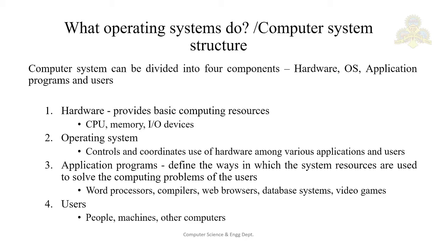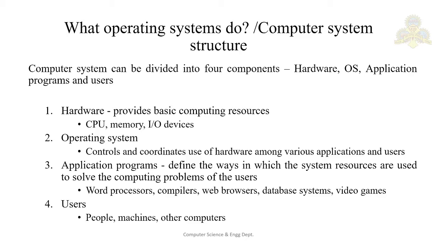It simply provides an environment within which other programs can do useful work. The operating system is a set of special programs that run on a computer system that allow it to work properly. Your operating system performs basic tasks such as recognizing input from the keyboard, keeping track of files and directories on the disk, sending output to the display screen, and controlling peripheral devices. The next one is application programs. These define the ways in which the system resources are used to solve the computing problems of users.